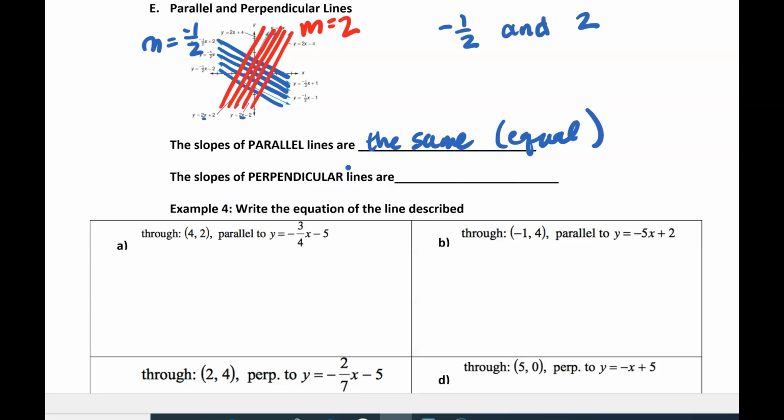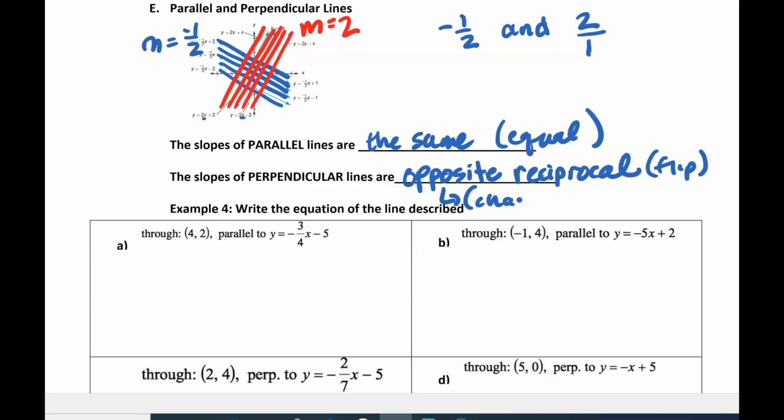So the slopes of perpendicular lines are opposite, meaning the signs are different. And then they're also flipped. So -1/2 and 2, not 2 over 2, I meant 2 over 1. See how these numbers are the same, but they're just flipped? That's called the reciprocal. So if you change the sign, or opposite, and take the reciprocal, which means flip, then you've got the slopes of perpendicular lines.